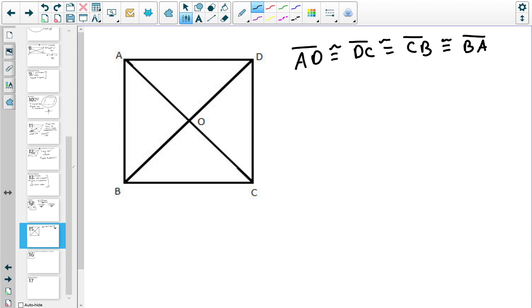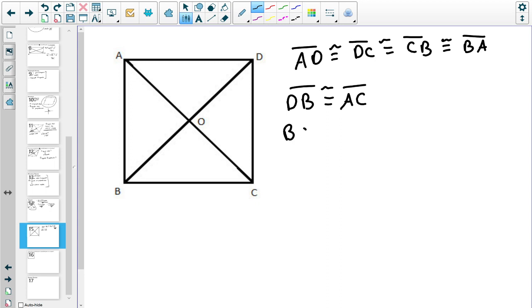Okay, we know that much. Well, it's a rectangle as well as a parallelogram and a rhombus. So we can say, well, rectangles have diagonals that are congruent. So we can say DB is congruent to AC. We know those diagonals bisect each other.